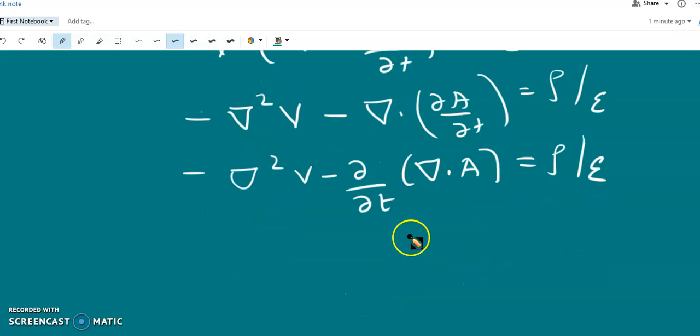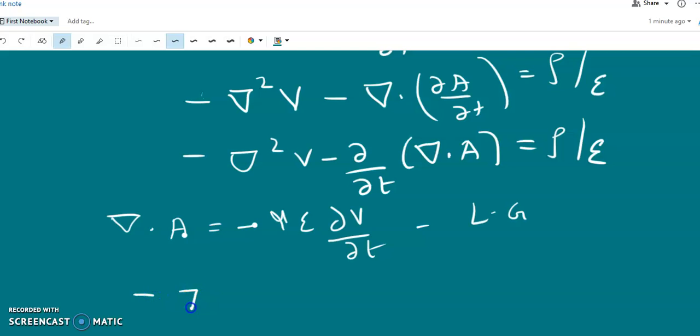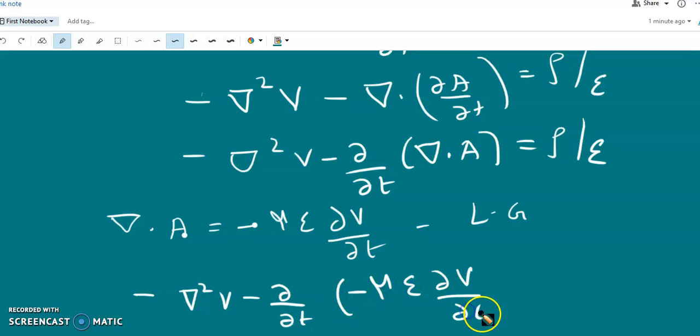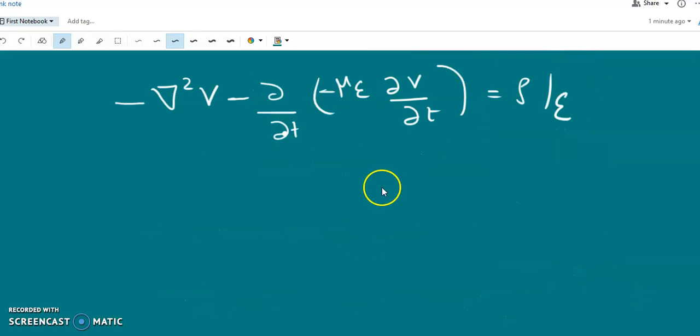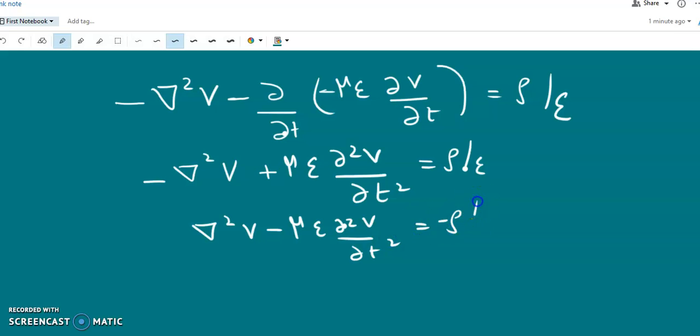So here this is a coupled equation in A and V. So we can also decouple it using the Lorentz gauge. Del dot A equal to minus mu epsilon dou V by dou T. That is our Lorentz gauge condition. We already know the Lorentz gauge. So applying it over here, we will get minus del square V minus dou by dou T of del dot A, which is minus mu epsilon dou V by dou T, is equal to rho by epsilon. So now we have minus del square V, minus minus plus, mu epsilon can be taken out, plus mu epsilon dou square V by dou T square is equal to rho by epsilon. So multiplying by negative sign, del square V minus mu epsilon dou square V by dou T square is equal to minus rho by epsilon.